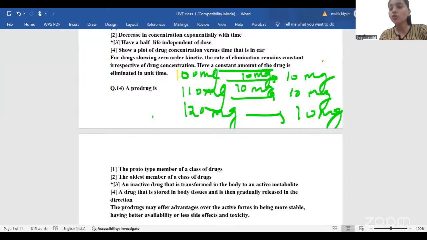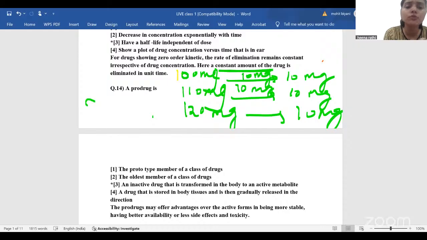The elimination of the drug is not increased by the increased concentration of the drug. So what does it mean? There is a drug which is getting accumulated in the body. The drug is not getting eliminated in that amount, so it is going to increase in the body. So the amount of the drug is getting accumulated in the body. This type of kinetics is called zero order kinetics.